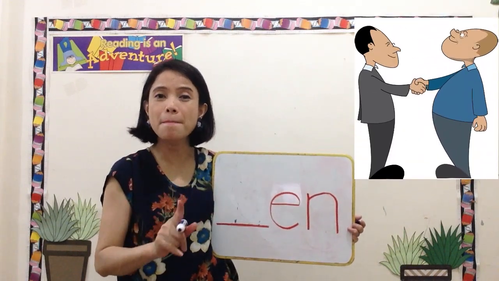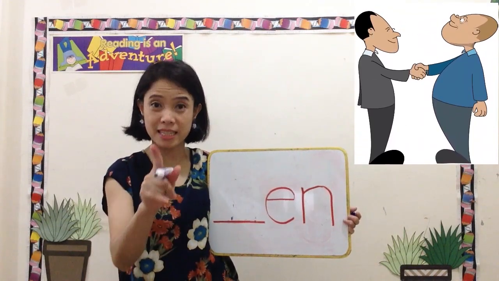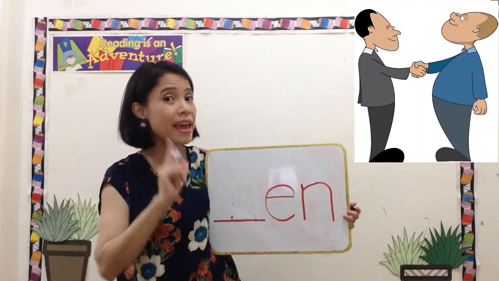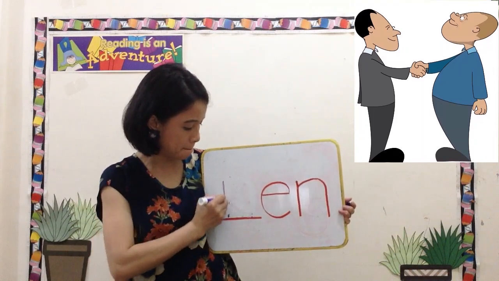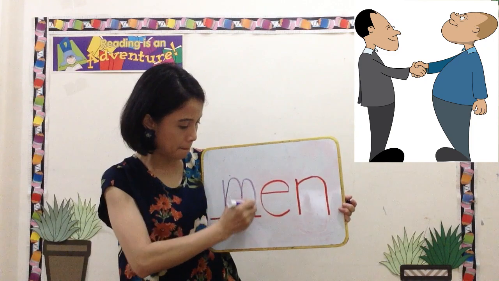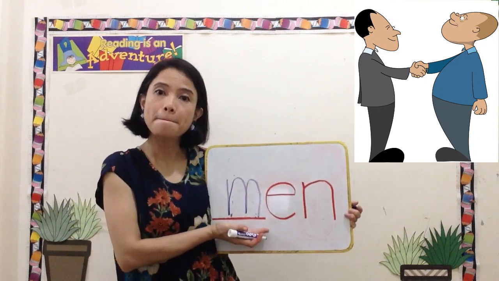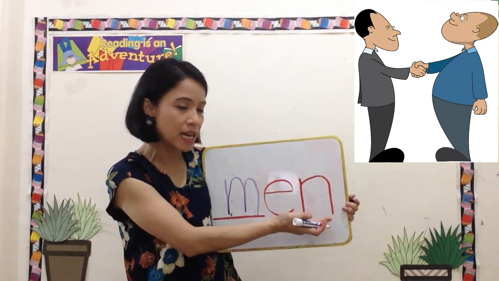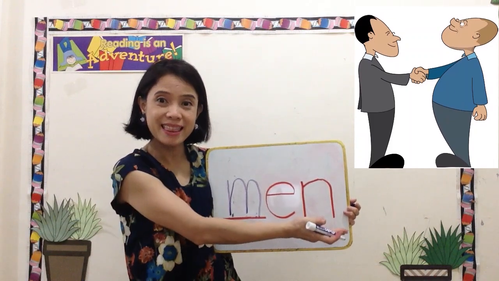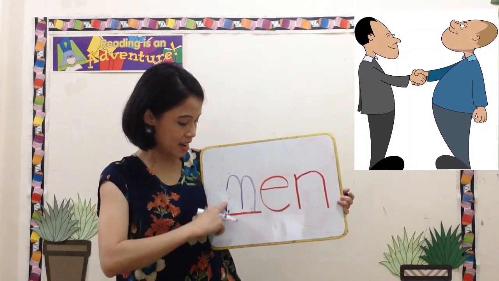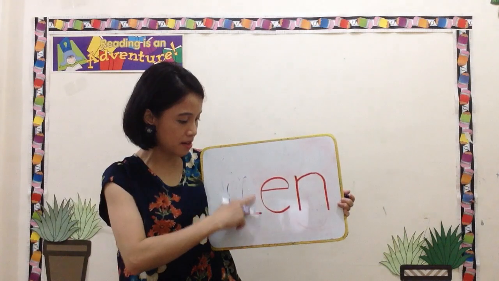Men. That's letter M. Okay, blend the sound. M, en. And men. Got it. And what's the next one?